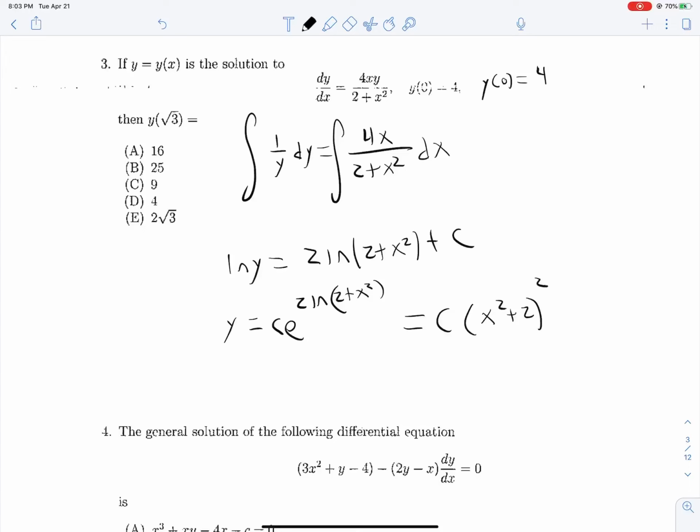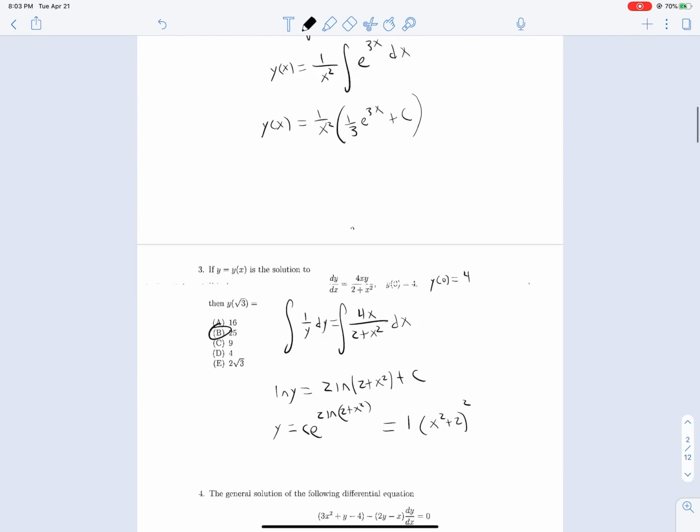So because y at 0 is equal to 4, we can solve for our value of c. 4 is equal to c times 2 squared. So c is equal to 1, and we're solving for y at root 3. That's going to be 5 squared, 25.